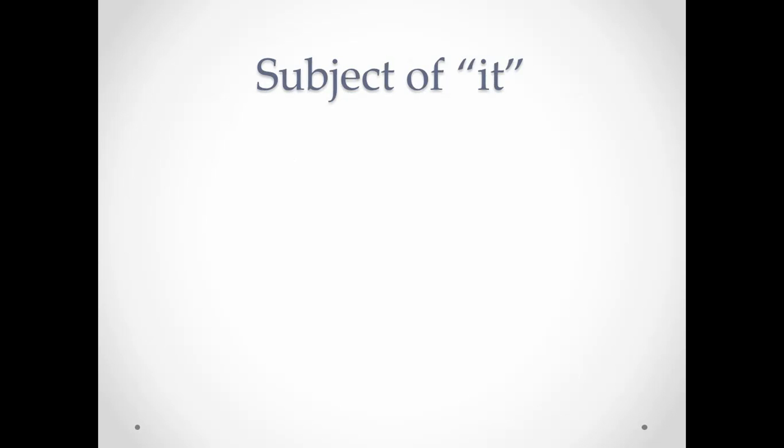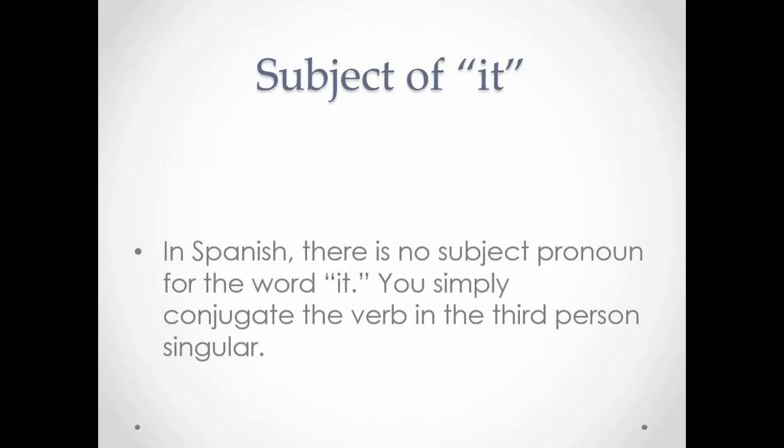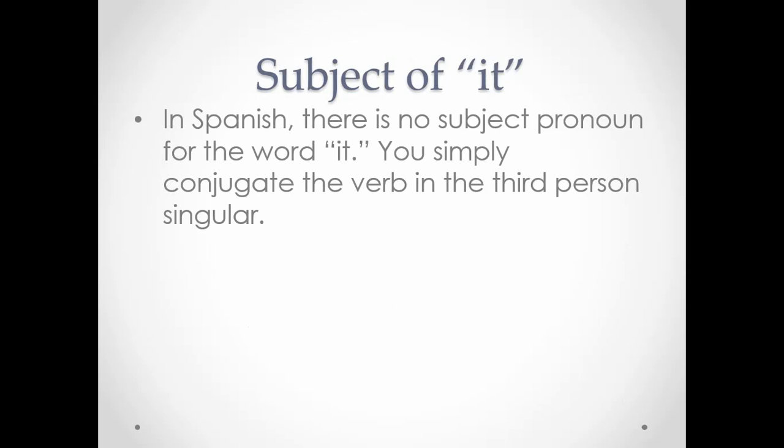Now, one more concept about Spanish. When you have the subject of it in a sentence, in English, we use it as a subject pronoun sometimes. But in Spanish, there is no subject pronoun for the word it. You simply conjugate the verb in the third person singular, and that's an implied subject pronoun with no correct word to be the subject pronoun. So the third person singular form is the conjugation that implies a subject of it.